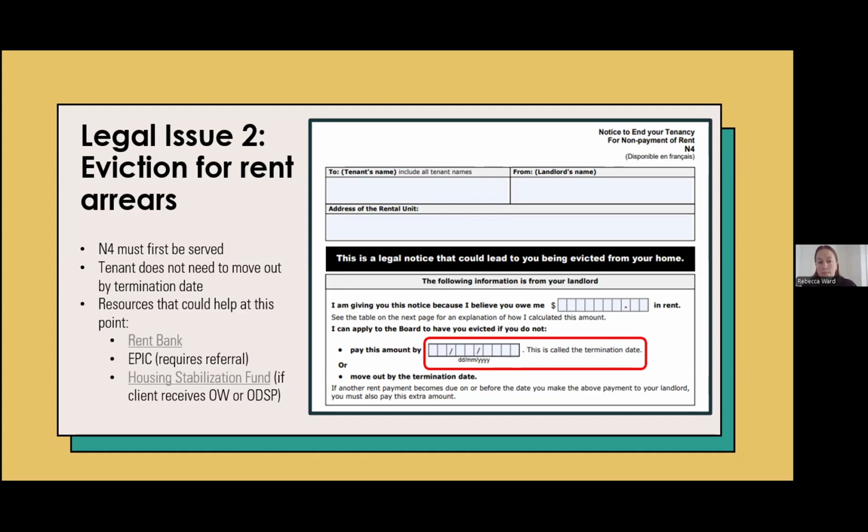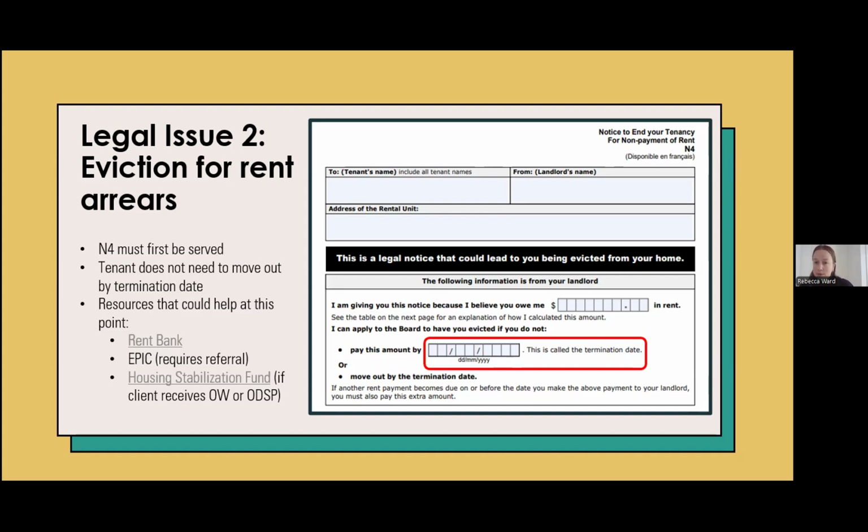And so before making a referral to Rent Bank or the Housing Stabilization Fund, which I'll talk about in a minute, it might be worth it for you to talk to your client about whether this place is actually affordable for them. Are you actually going to be able to afford rent going forward? Because that's what these organizations will be looking at.